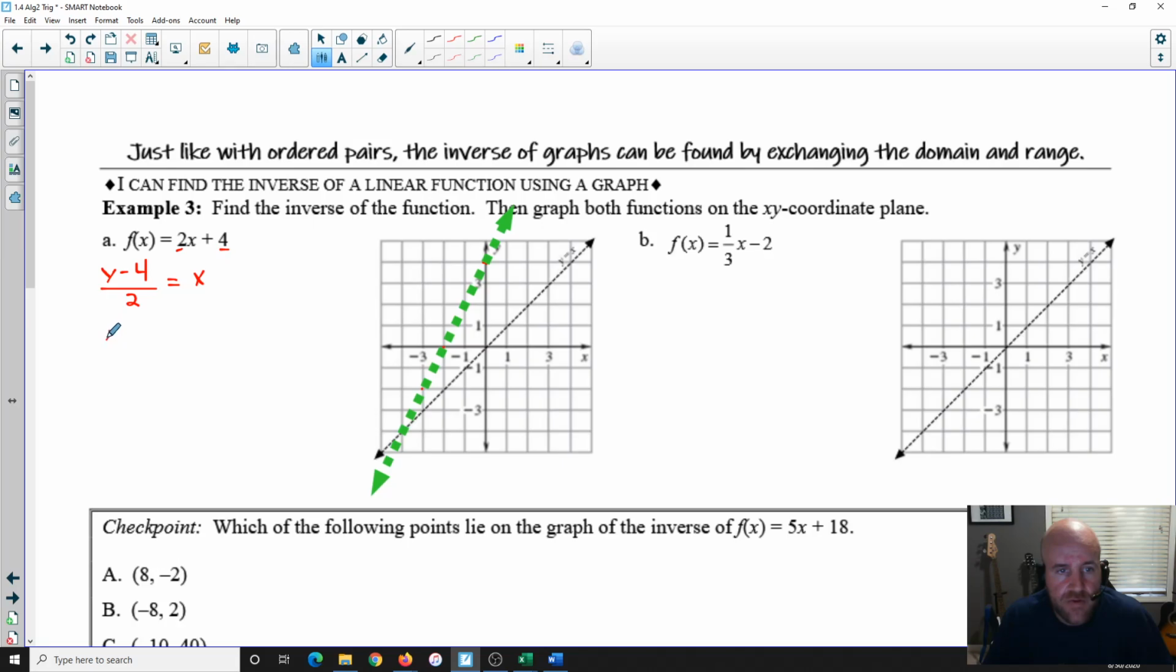And then we're going to flip the x and the y. So x minus 4 over 2 equals y. And now to get it in slope-intercept form, the y equals mx plus b, we just want to split these up into two terms. So we have 1/2 x. So we're going to divide both top terms by 2. So 1/2 x minus 4 divided by 2 would be negative 2.